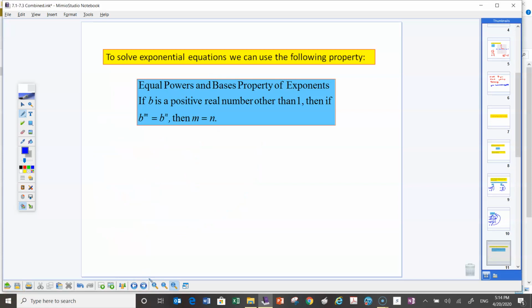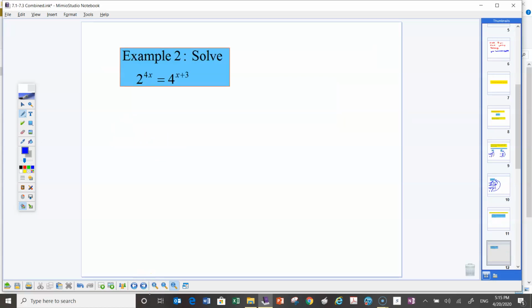Okay, now let's get into the actual solving of exponential equations. Exponential equations, when we solve them, we use this rule, which is called the equal powers and bases property of exponents. Basically, it says if I can get a single base on one side raised to a power and the same base on the other side raised to a power, if the bases are the same, then the exponents have to be equal. So let's take a look at this example here.